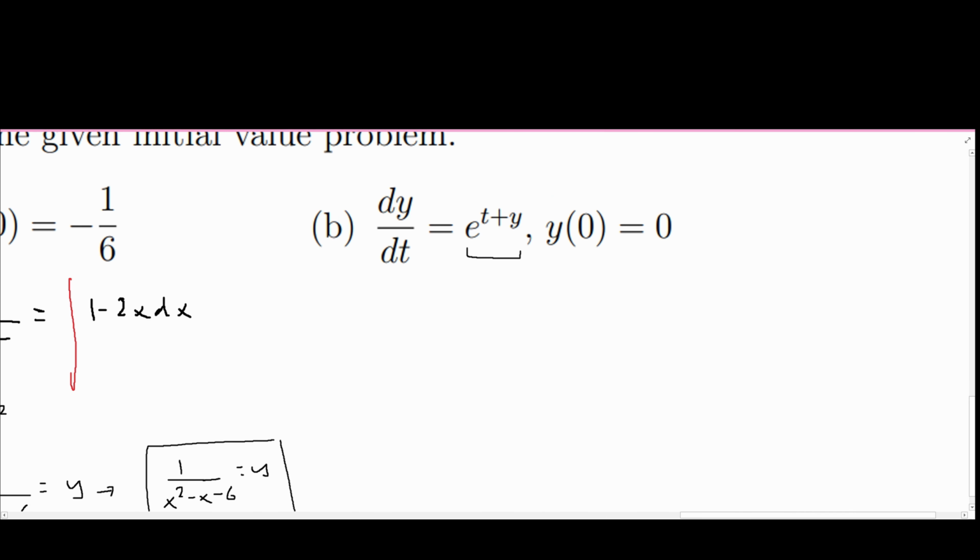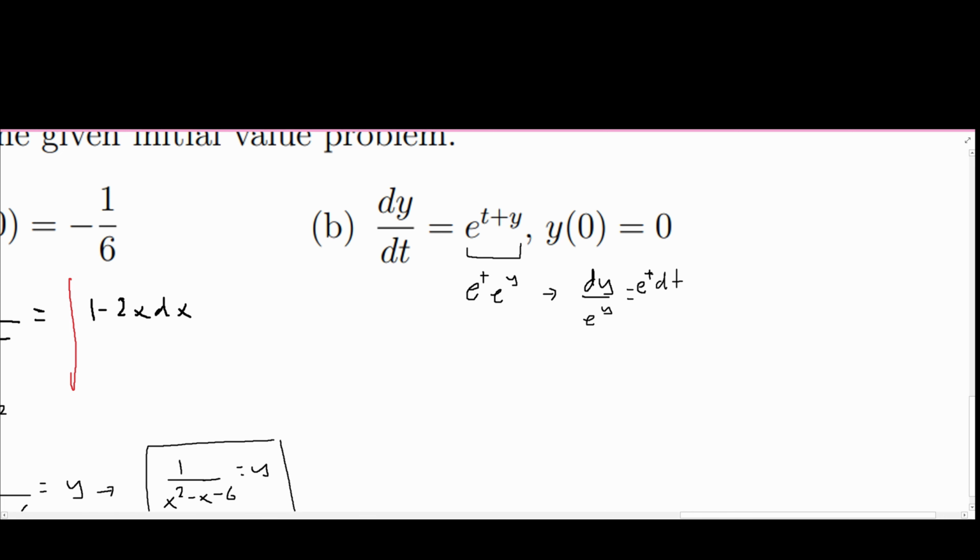For b, we're also going to use separable equations. However, we need to take care of this e. When anything is in e and it's a plus or a minus, we can break it up to be e^t times e^y. If it's a minus, it would be divided by e^y. Breaking this up using separable equations, we get dy over e^y is equal to e^t dt.